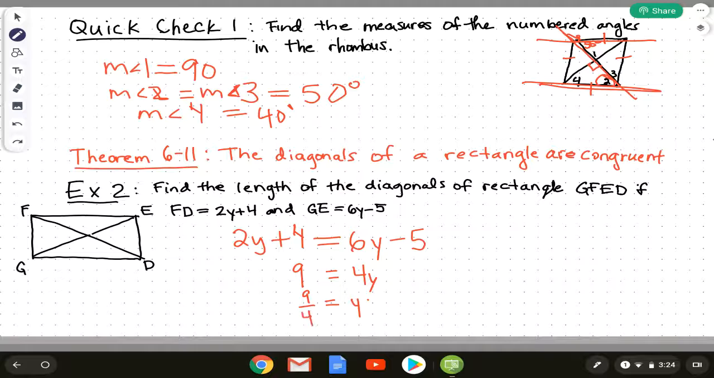Now they did ask me not just for the y, but for the length of the diagonal. So I just need one or the other. They're both going to be the same. So I'm just going to do FD.